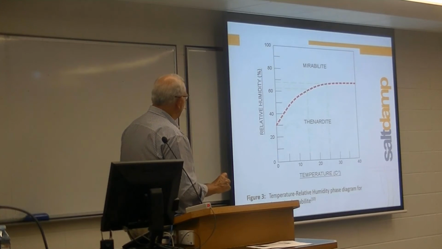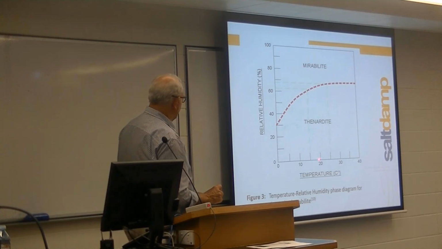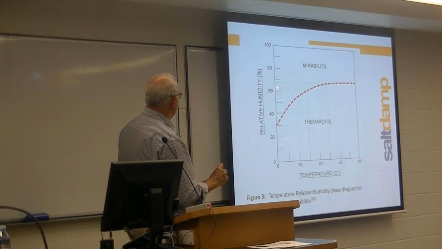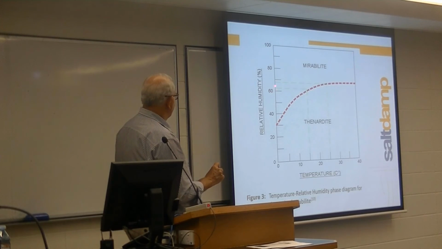Here's sodium sulphate, which is in its anhydrous state. It's called thenardite, Na2SO4, and then when it takes on its 10 water molecules, it becomes mirabilite. And where does this happen? It happens between 15 and 25 degrees centigrade, when the temperature's that, and relative humidity of the atmosphere around about 62 to 68% or something.